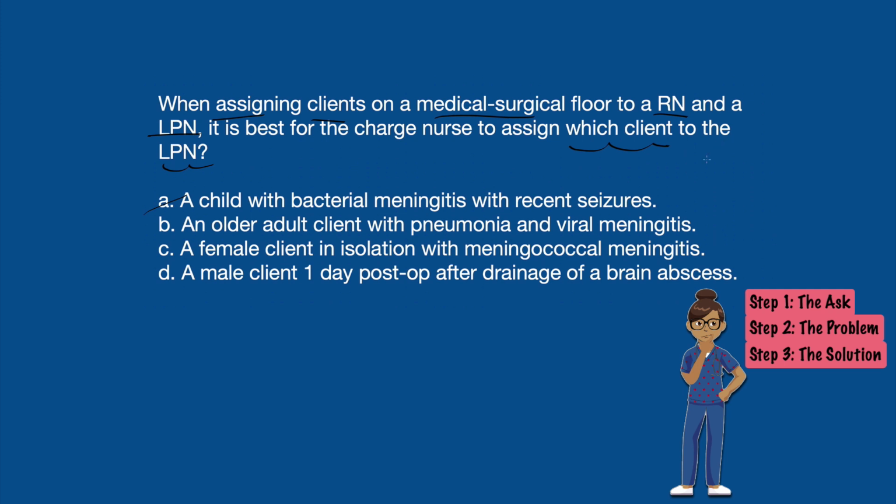Now, C says a female client in isolation with meningococcal meningitis. So no age factor, no time factor, but we have acuity, right? We're always going to have that. Meningococcal meningitis. What type of meningitis is that? Bacterial, right? It's bacterial meningitis. Bacterial meningitis, just like we said with option A, is unstable. High acuity, we can't predict that. So we're going to get rid of C.